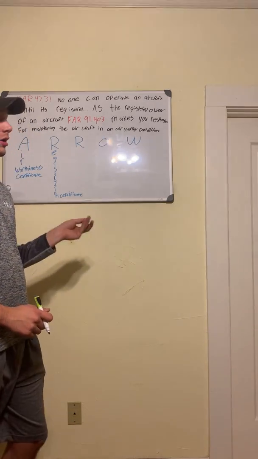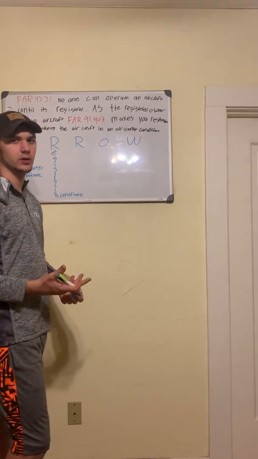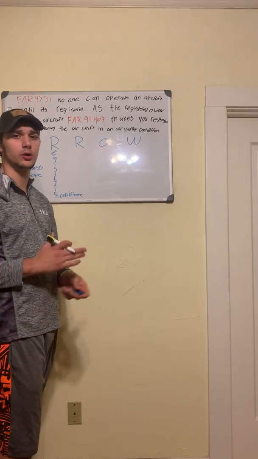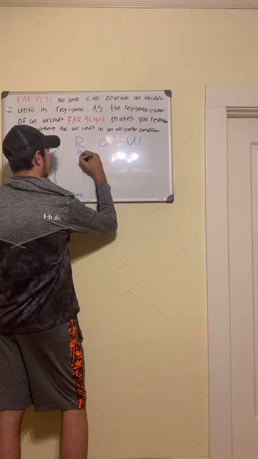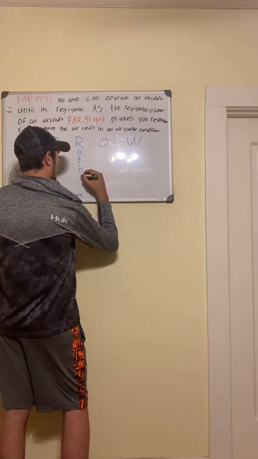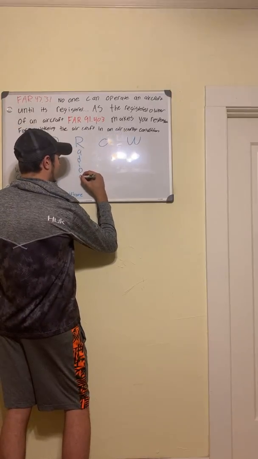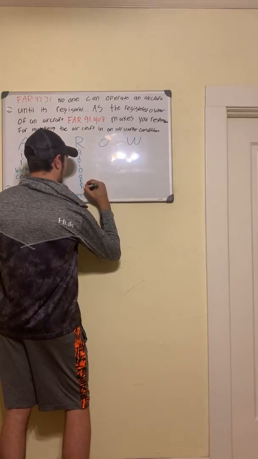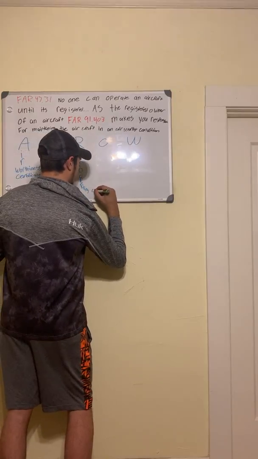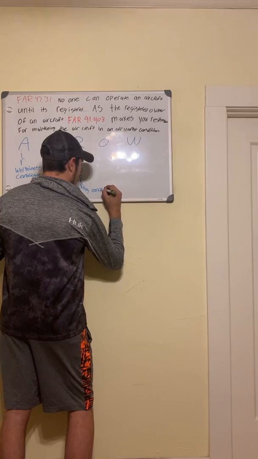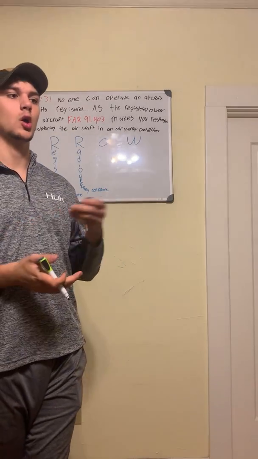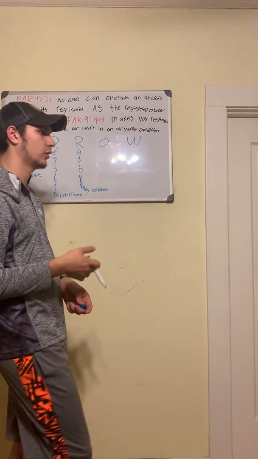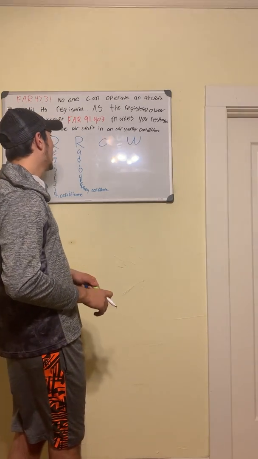The next one is R, but this is kind of a toss-up if you are not flying internationally. It is the radio operating certificate. You only need this when you are going out of the country, on international flights.